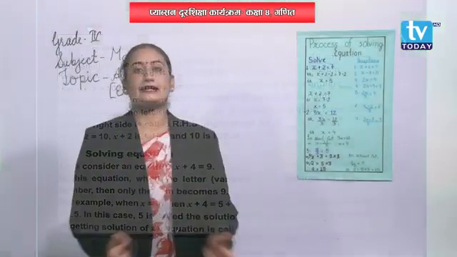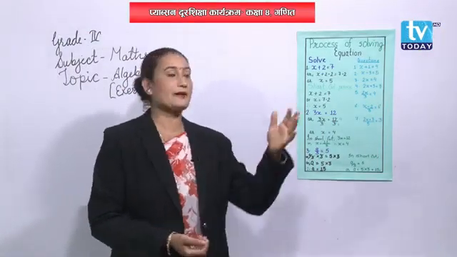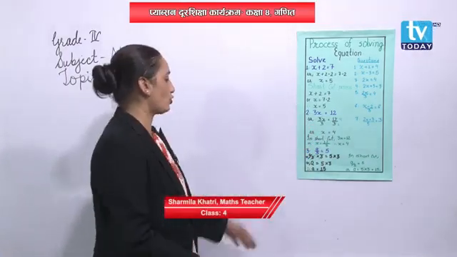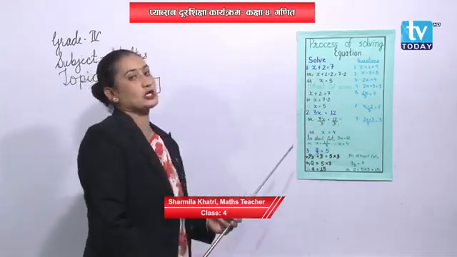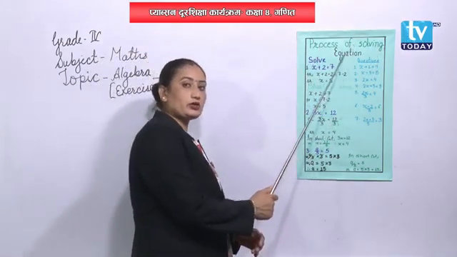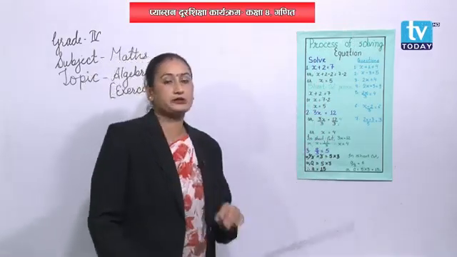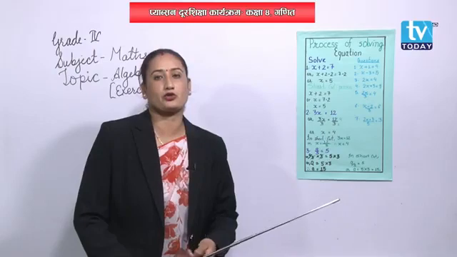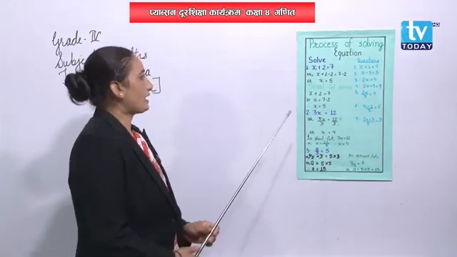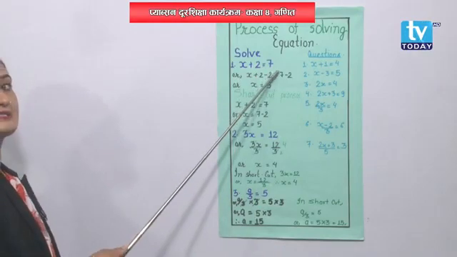Okay students, now after learning about how to solve the equations, I have some problems, the process of solving equations. So have a look over here. In this chart paper, have you seen the process of solving equations? Now there are so many processes. Among them, I have brought here 3 processes to solve the equations. I hope you will understand this easily. Now students, have a look. First question is there. X plus 2 is 7.